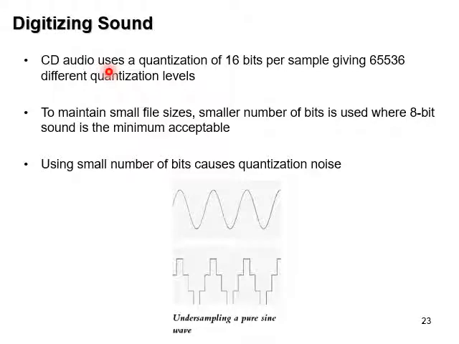Now, CD audio also, in addition to using a sampling rate of 44.1 kilohertz, uses a quantization of 16 bits per sample, and that gives you about 65,536 different quantization levels. To maintain small file sizes, a smaller number of bits is used, where 8-bit sound is the minimum acceptable. Instead of 16, we go down to 8. Of course, when you use a small number of bits, this causes what's called quantization noise.